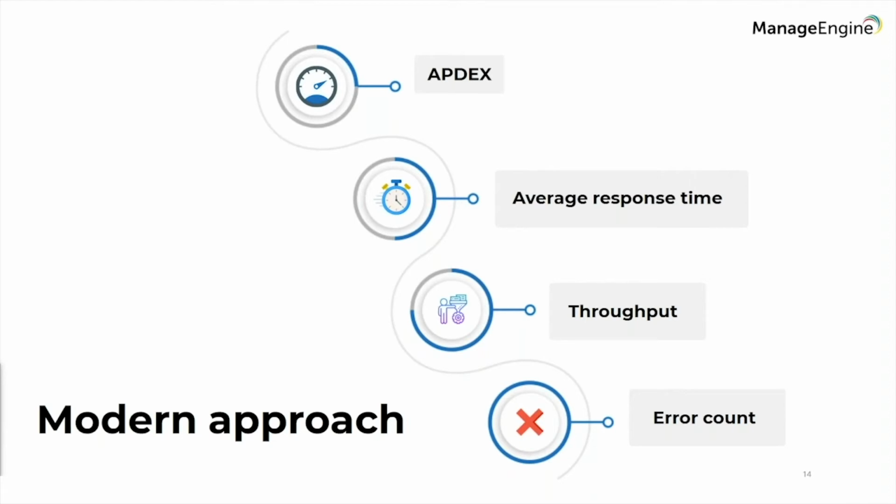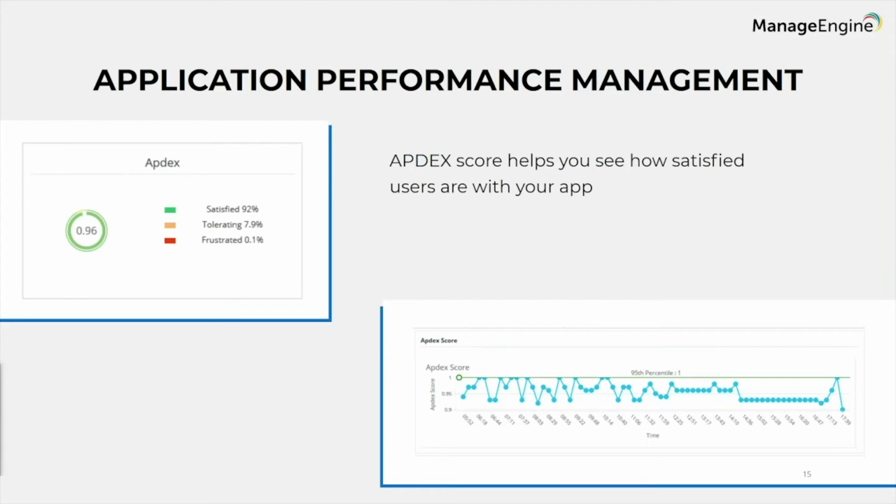Application performance management is divided so that you can see the Apdex score, which gives you the satisfied count of your web application. 92% of the web app users accessing your web application were happy with its performance. Tolerating is 7.9% and frustrated is 0.1%, which gives you an overall happiness rating of your web application. With this, I'll take you to the GUI and show you how you can get started with application performance monitoring using the ManageEngine Applications Manager.